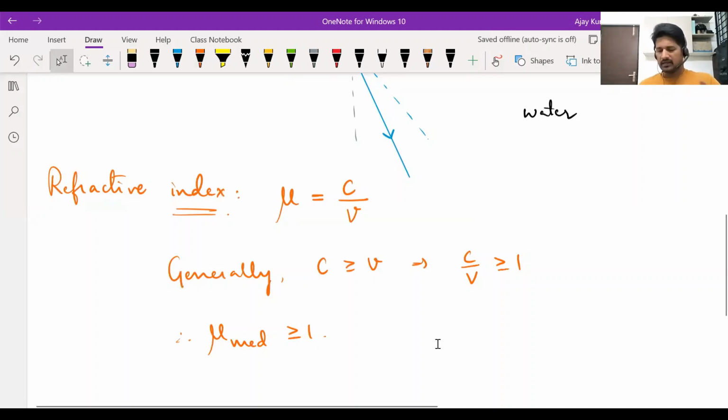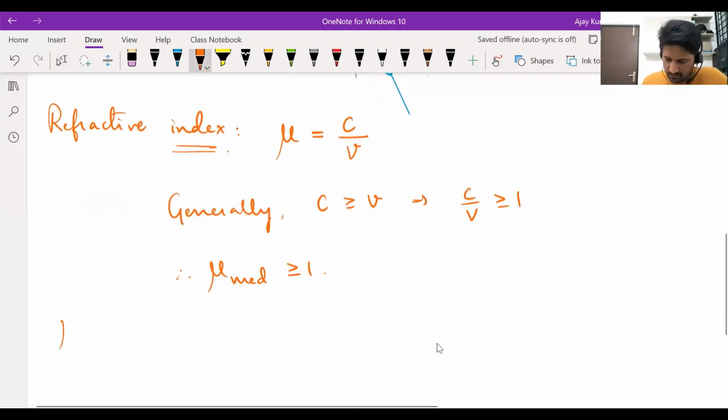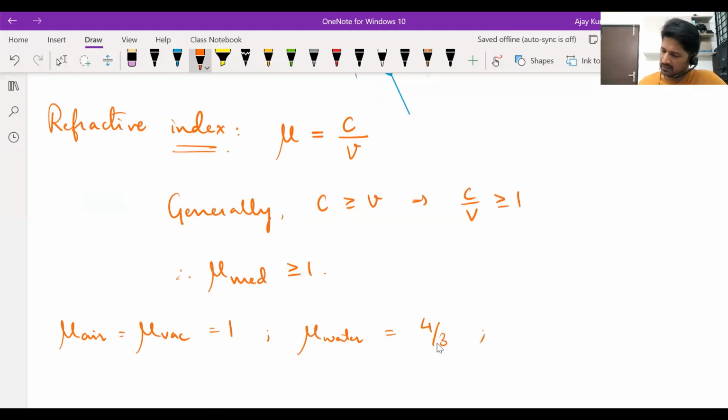And for air, the refractive index of air, we take it as the same as that of vacuum, 1, because in vacuum, the speed of light itself becomes c. c by c becomes 1. So these are simple things only. And for water, the refractive index is about 4 by 3, close to this value. And the refractive index of glass is approximately 3 by 2, that is 1.5.